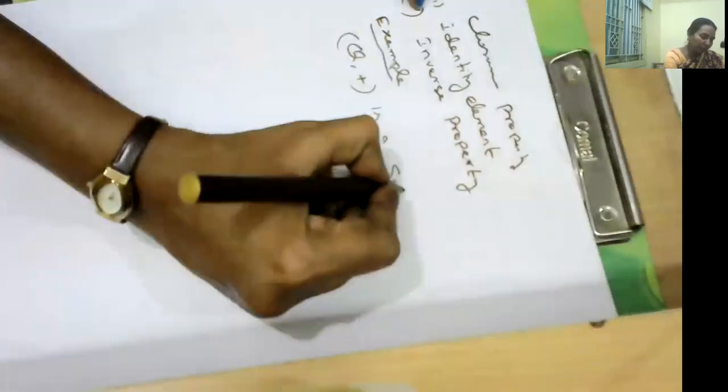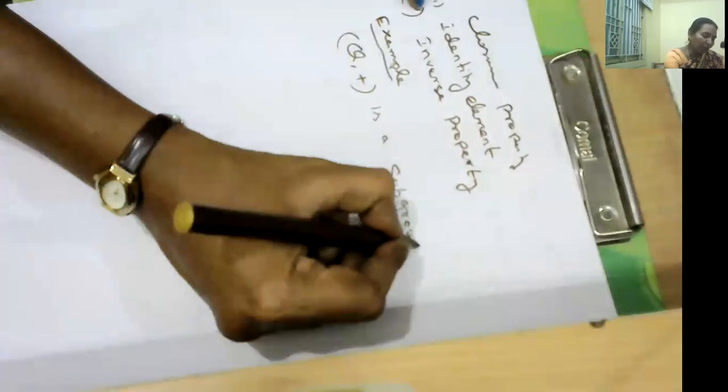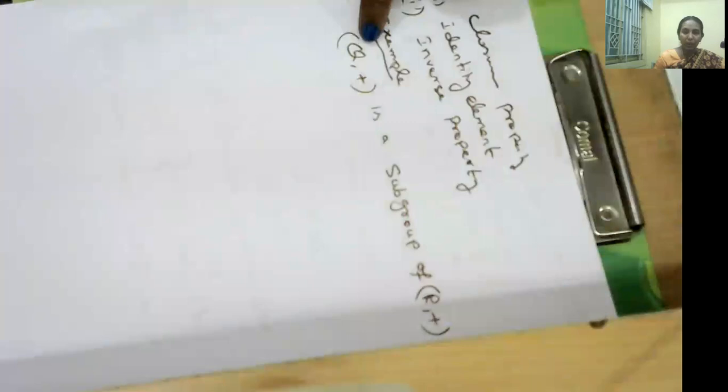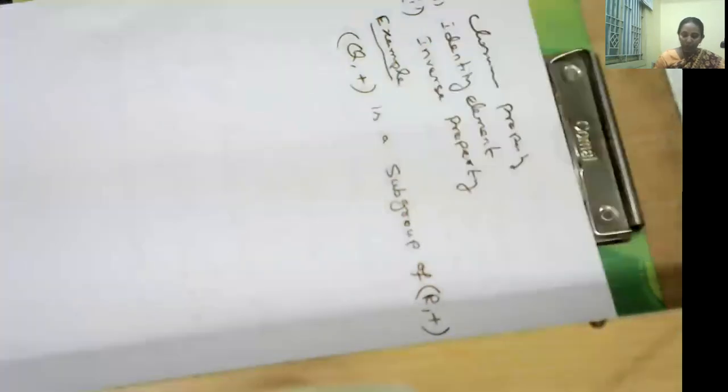So for example, Q plus is a subgroup of R plus. Q is the set of all rational numbers, and capital R is the set of all real numbers. The real numbers are under the binary operation addition, and the set of all rational numbers is also under the binary operation addition. So Q plus is a subgroup of R plus. This is an example of a subgroup.